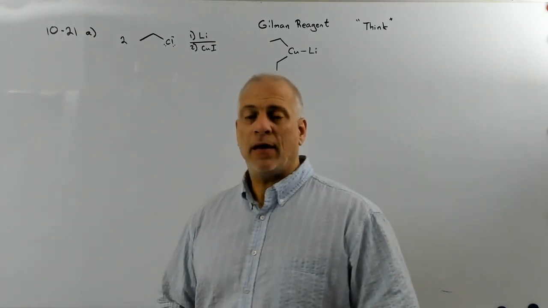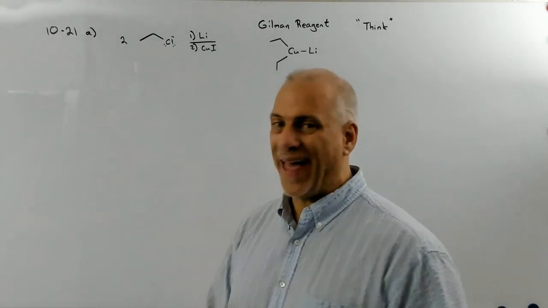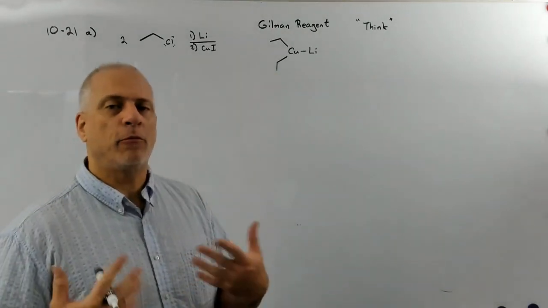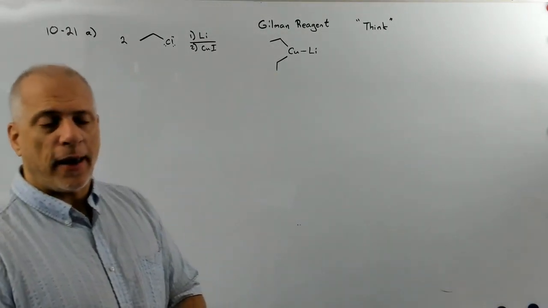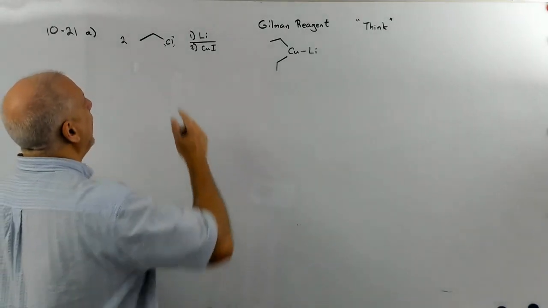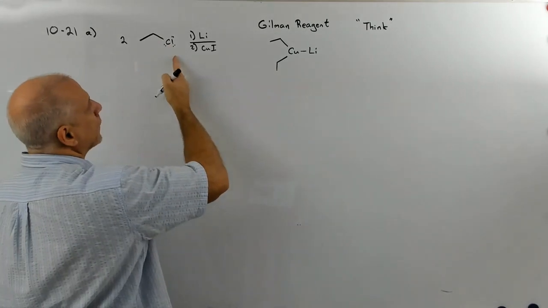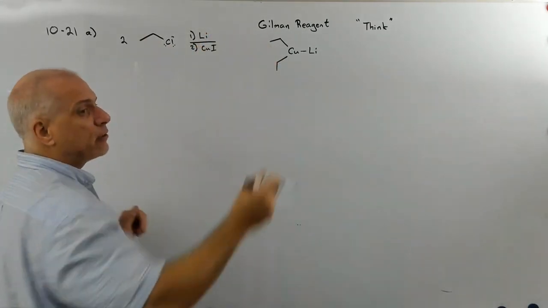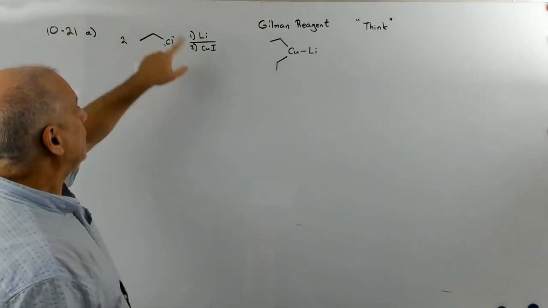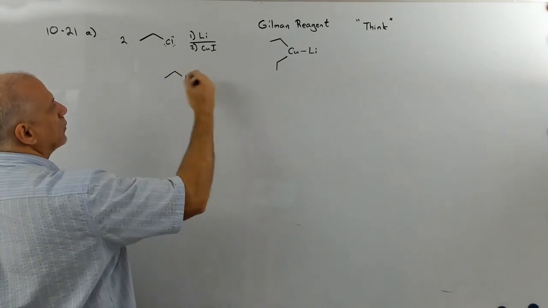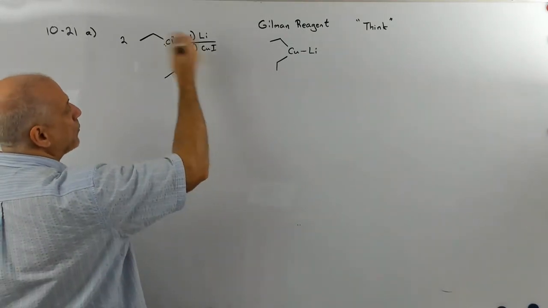In Wade 1021A, the goal is to create carbon-carbon bonds, and one of the methods to do that is something called a Gilman reagent. If we have ethyl chloride, add lithium, lithium will throw its electron in there. We're going to get an intermediate, and the chloride comes out, and then the copper inserts there.